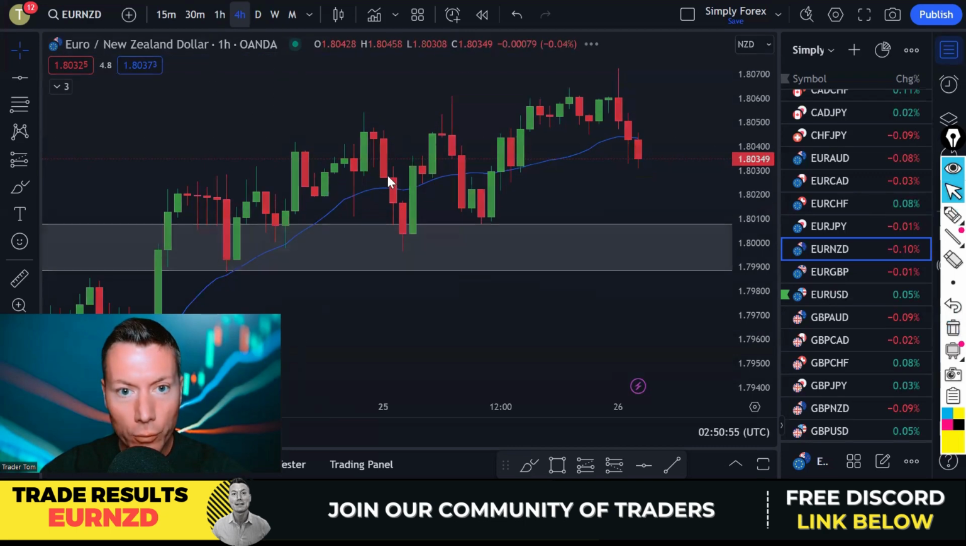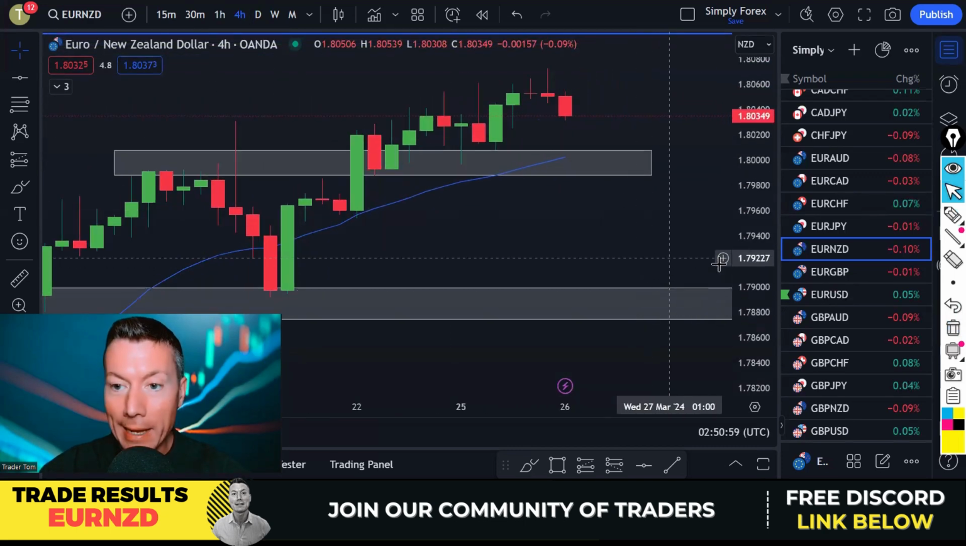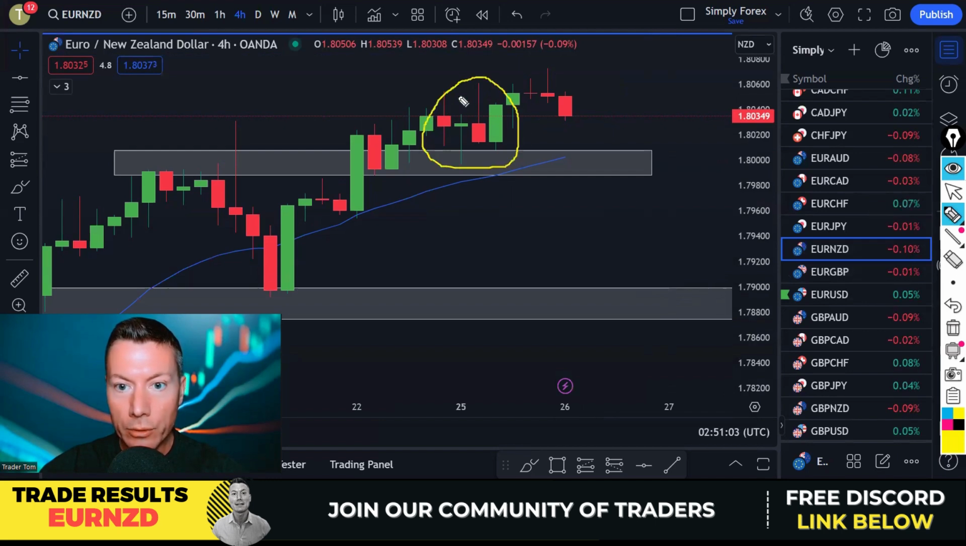If we look at the H4, again, you're getting quite a mixed bag of candles here. Look at these candles here. You're getting bearish, bullish, and it still doesn't break this high. And now it's sort of bearish again. So it wasn't easy to trade Euro New Zealand.